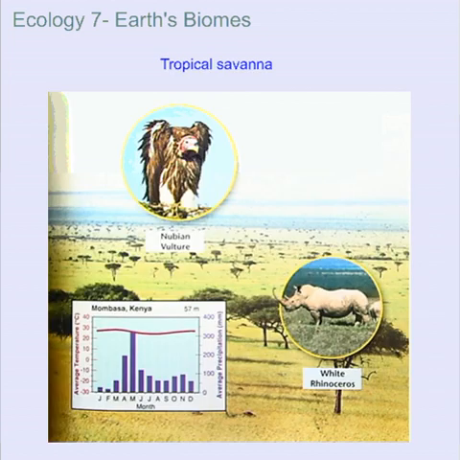The tropical savanna is one of the grassland biomes. It receives more rainfall than the desert, but less than the tropical dry forest that we were looking at. Temperatures are pretty high. These are near the equator. And they cover much of Africa, India, and Australia.